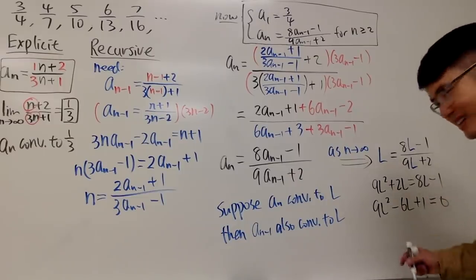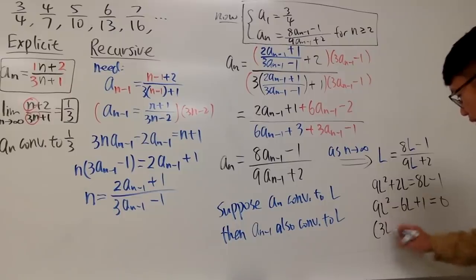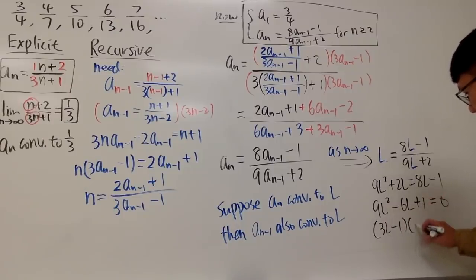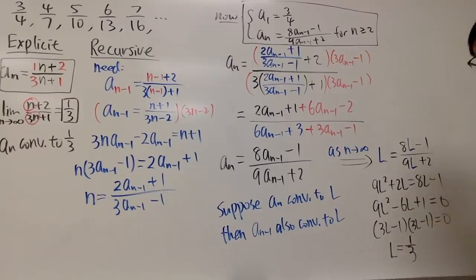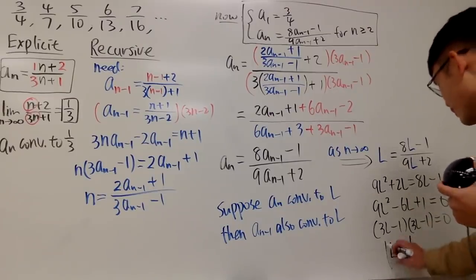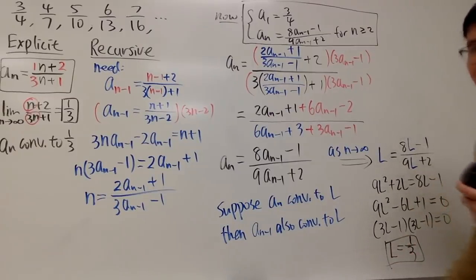And the truth is, we can factor this nicely. We get (3L minus 1) times (3L minus 1), which is (3L minus 1) squared. I know that, but it doesn't really matter because L is equal to positive 1/3. Cool, huh? Take a look. L is equal to positive 1/3.